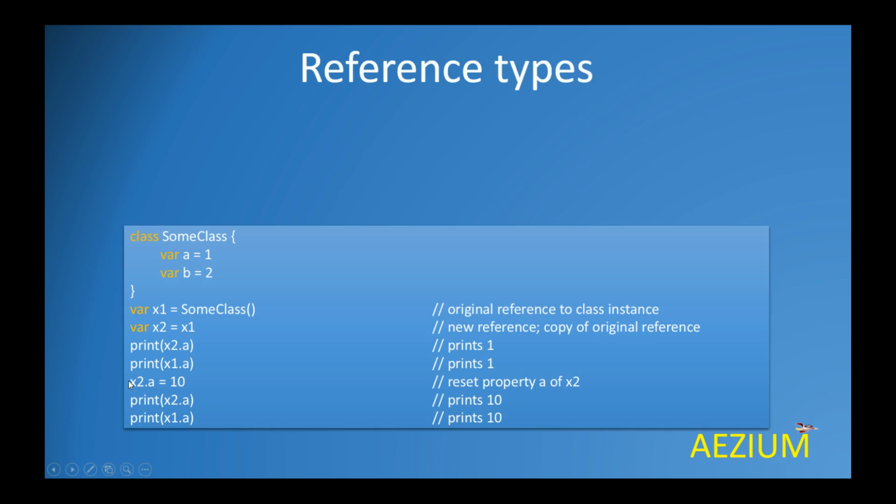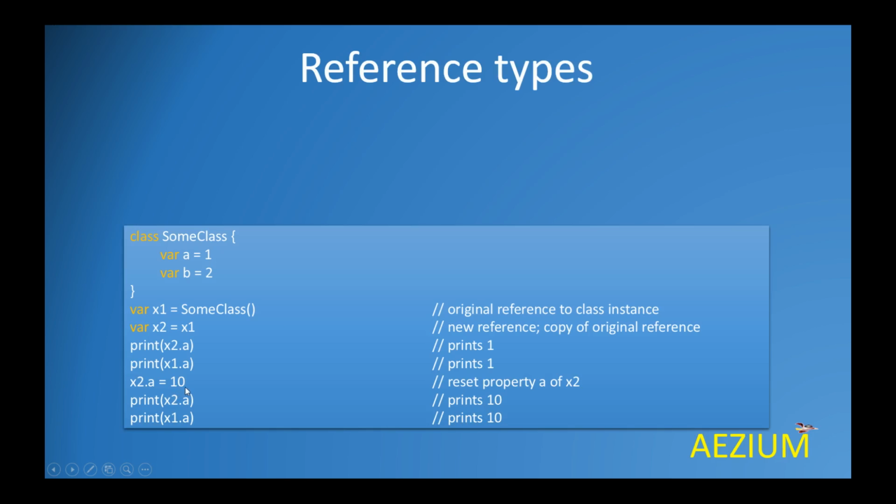Now, if we change property A of x2 from 1 to 10, like so, and we repeat the print statements, we will see that when we change the property A of x2, the print statements will print 10, and then when we try to print the property A of x1, we can see the value of that property has also changed from 1 to 10.